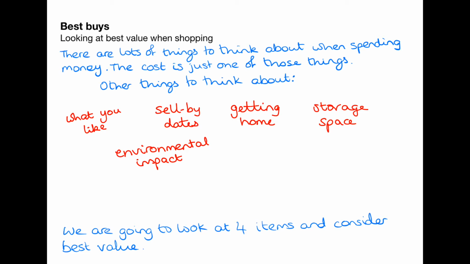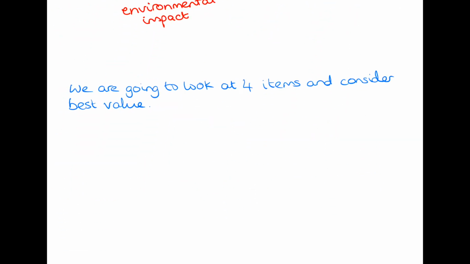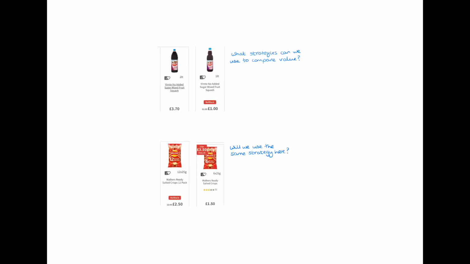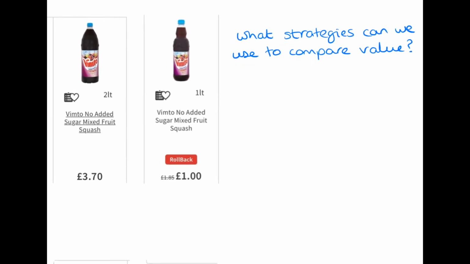So I'm going to look at 4 items and consider best value for those. I've got these from the Asda website. I've just screenshotted different items. First of all, we get through a lot of this in my house: Vimto, no added sugar. So I've picked a fairly straightforward one to start with.